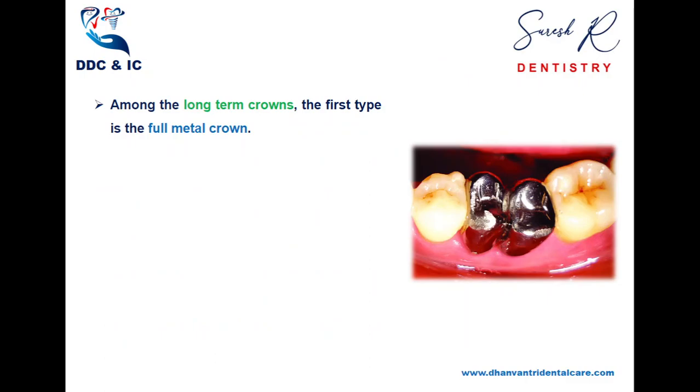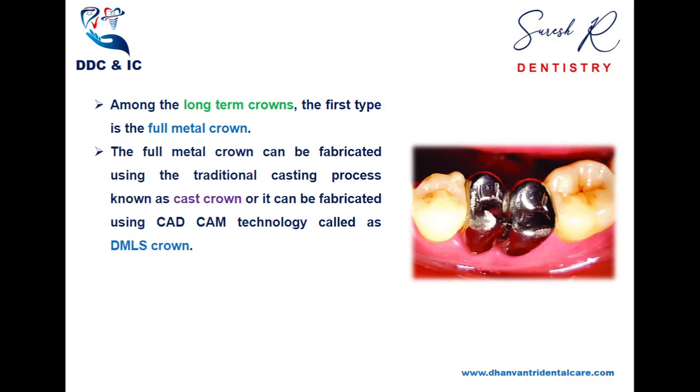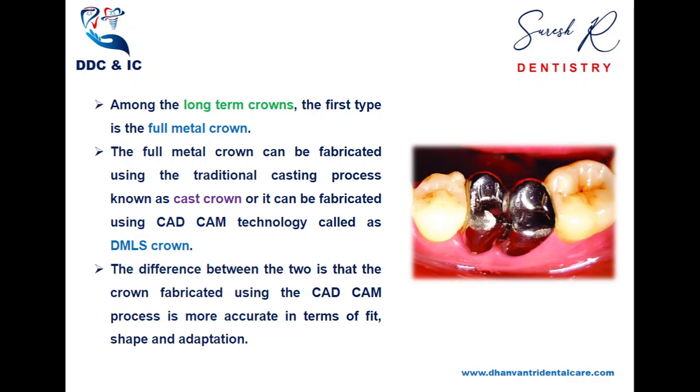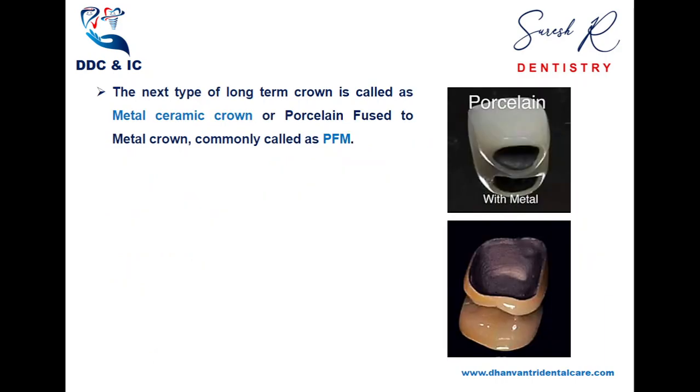Among the long-term crowns, the first type is the full metal crown. The full metal crown can be fabricated using the traditional casting process known as the cast crown, or it can be fabricated using the CAD-CAM technology, which is called a DMLS crown. The word DMLS stands for direct metal laser sintering. The difference between these two is that the crown fabricated using the CAD-CAM technology, that is the DMLS crowns, are more accurate in terms of fit, shape and adaptation.